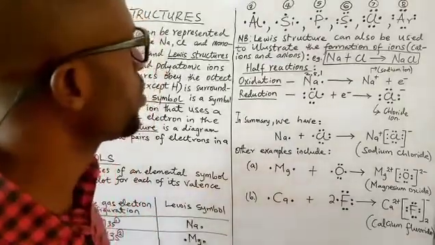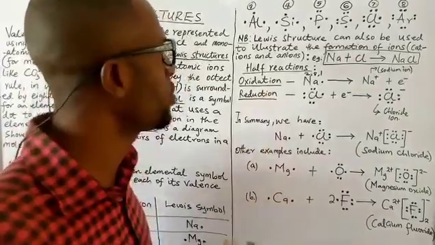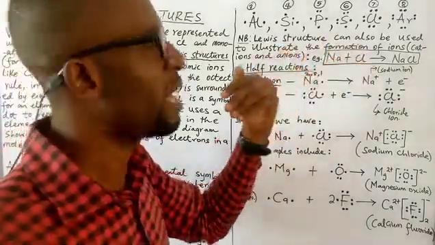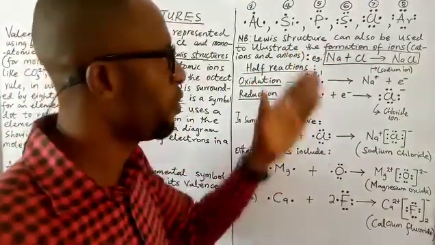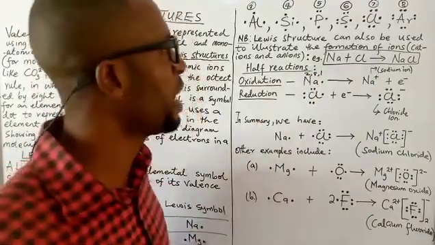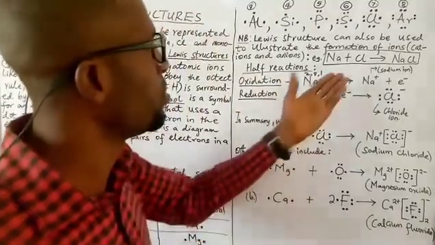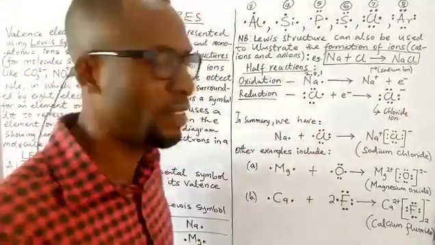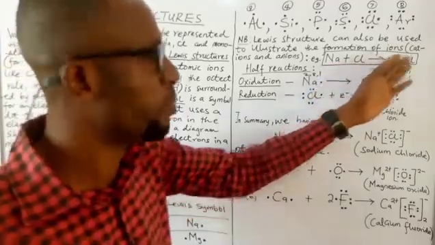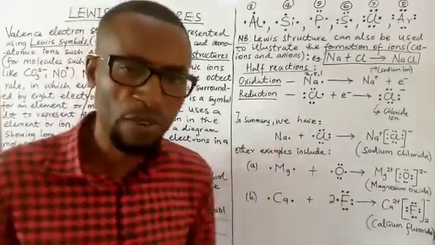The second information we can generate by appreciating the Lewis symbol or the Lewis structure is that it can also be used to illustrate how ions are made, the formation of monoatomic ions or even polyatomic ions. We can use Lewis structures to depict that. For example, we're going to use our basic ionic reaction, which is the reaction between sodium and chlorine to make sodium chloride. You will agree with me that this is known as a redox reaction.